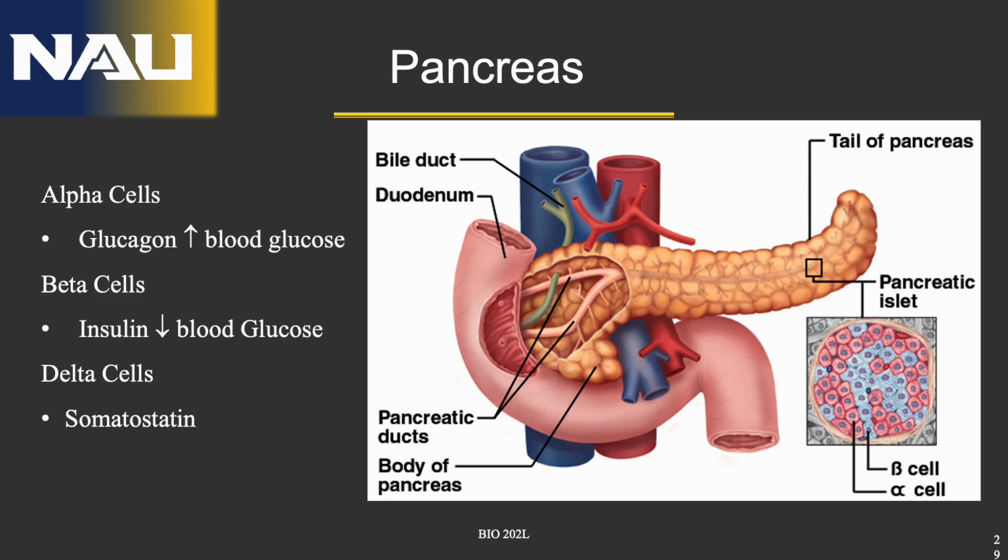Alpha cells secrete glucagon, which is released when blood glucose levels are low in order to raise glucose levels. Beta cells secrete insulin, which is released when blood glucose levels are high in order to lower those glucose levels. Delta cells secrete somatostatin, which helps to suppress the activity of both alpha and beta cells until the body has a chance to register the blood glucose levels. In its exocrine role, the pancreas produces digestive enzymes, but we'll talk about that in later classes.